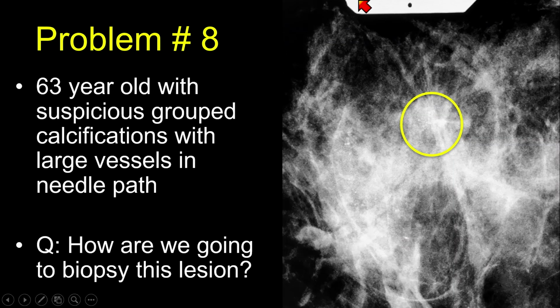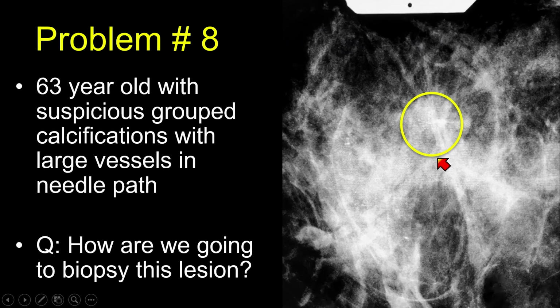Moving on to problem 8. So we have a 63-year-old. There are some suspicious grouped calcifications, and we have a large vessel lying right over where our calcifications are. So I know they're hard to see, but this is our target of calcifications, and there's this gigantic vessel here. And the real question is how are we going to go ahead and biopsy this? I mean, how many of you would just go straight ahead?